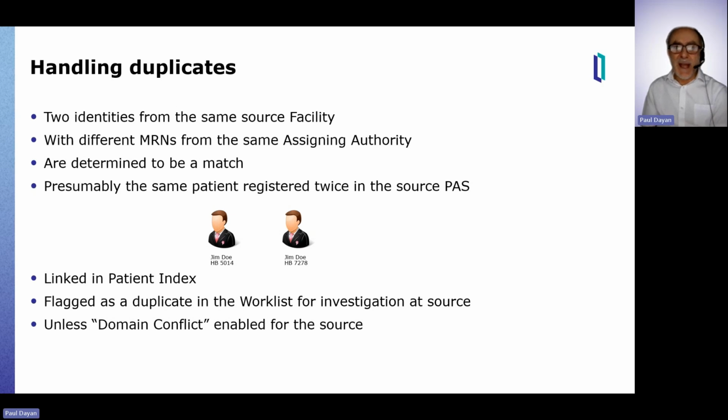It may be that you absolutely trust that the PAS won't allow the same patient to be registered twice, in which case you can enable a domain conflict setting in Patient Index. Then, if Patient Index identifies a match between two identities in that source system, it won't link them.